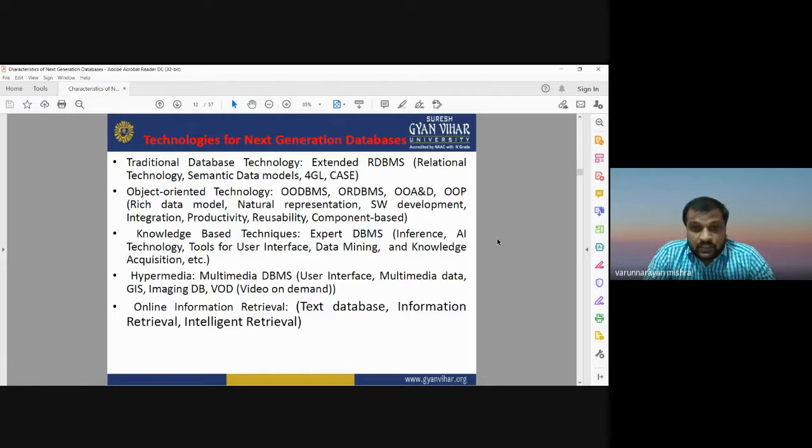It's a natural representation and development, integration, productivity of different components of the database. The technologies that are used for next generation database have some knowledge based techniques, like we have some expert database management system that may include some interface. It is based on artificial intelligence technology. We should also have some tools for the user interface.